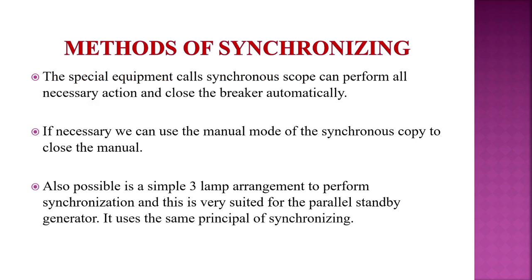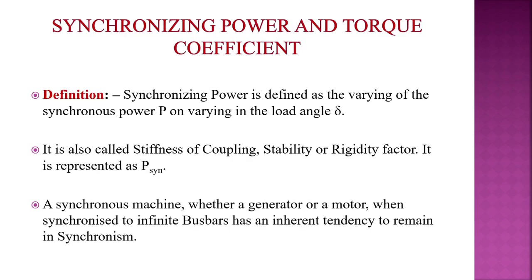So the special equipment called the synchroscope can perform all the necessary actions and close the breaker automatically. So there is a synchroscope which can perform all the necessary action and will close the circuit breaker automatically. If necessary, we can use the manual mode of the synchroscope to close it manually. Also possible is a simple three-lamp arrangement to perform synchronization, and this is suited for parallel standby generators. It uses the same principle of synchronizing.